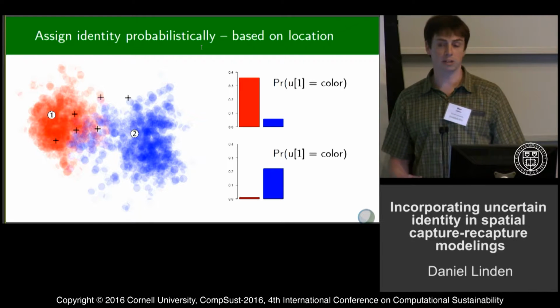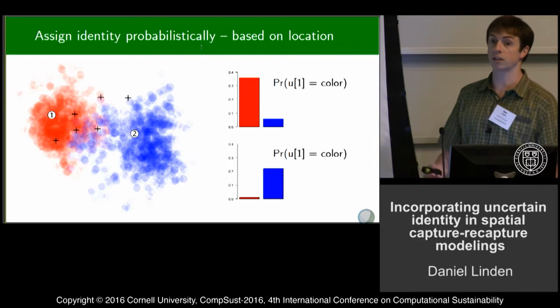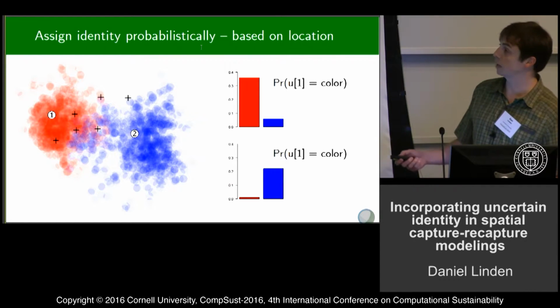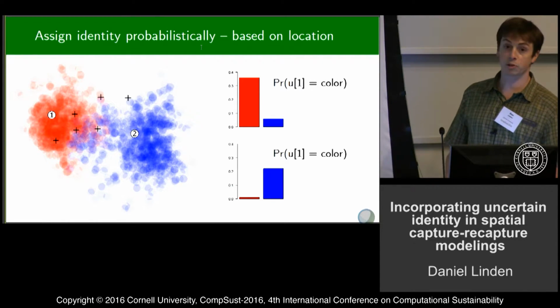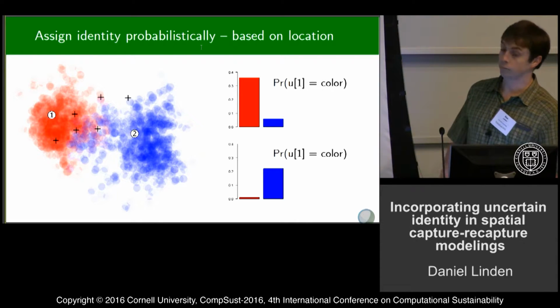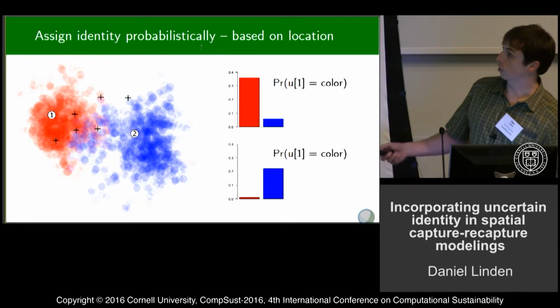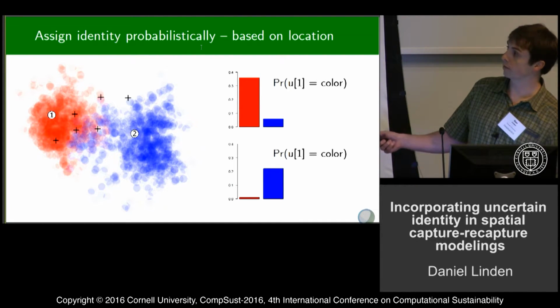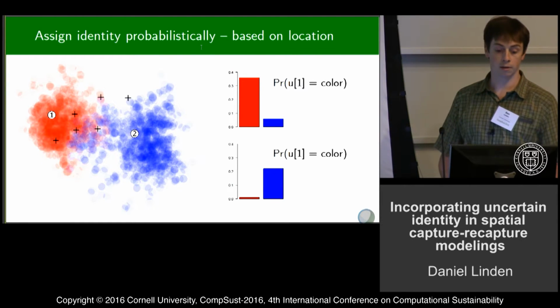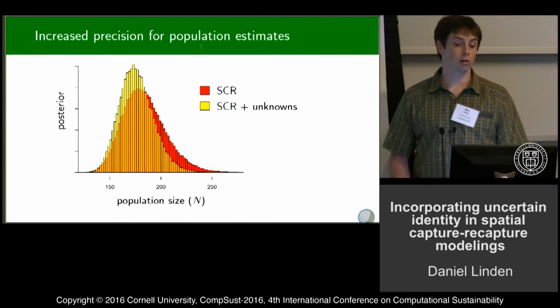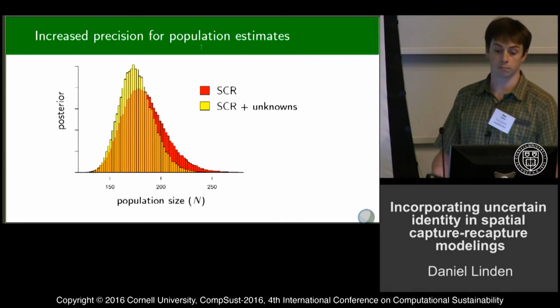So what we do is we simply assign an identity to each unknown sample probabilistically based on the location. So here we've got two traps with unknown captures, and the probability that that capture is assigned to a certain individual is based completely in space. So obviously this trap on the left here is probably the red individual, the trap on the right is probably the blue individual.